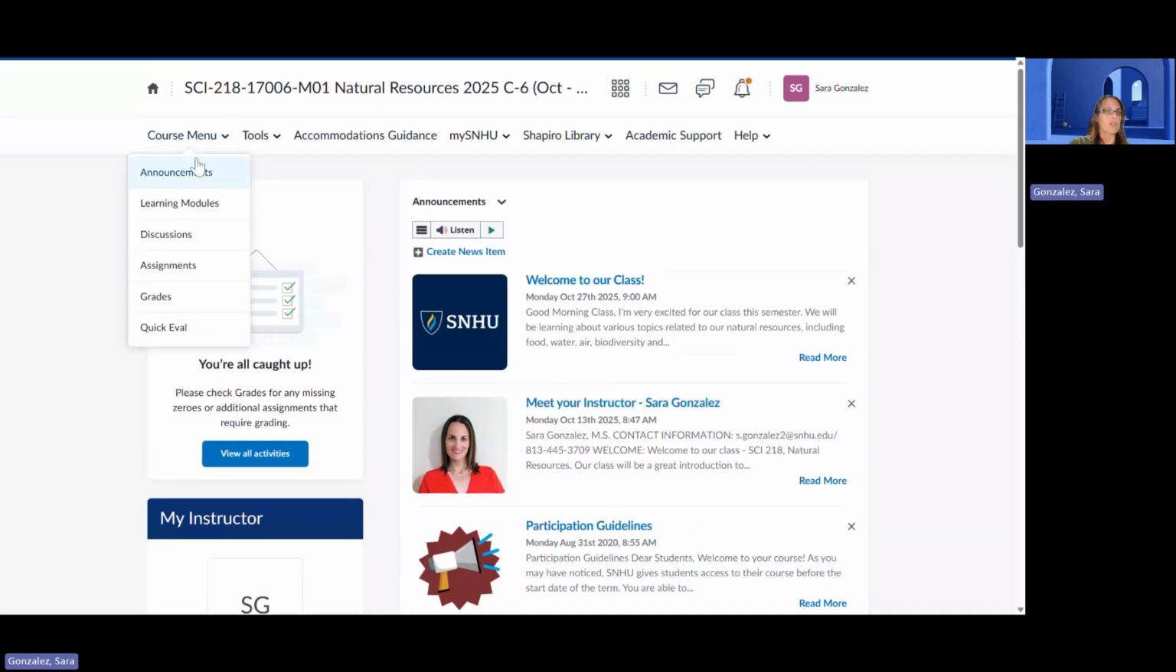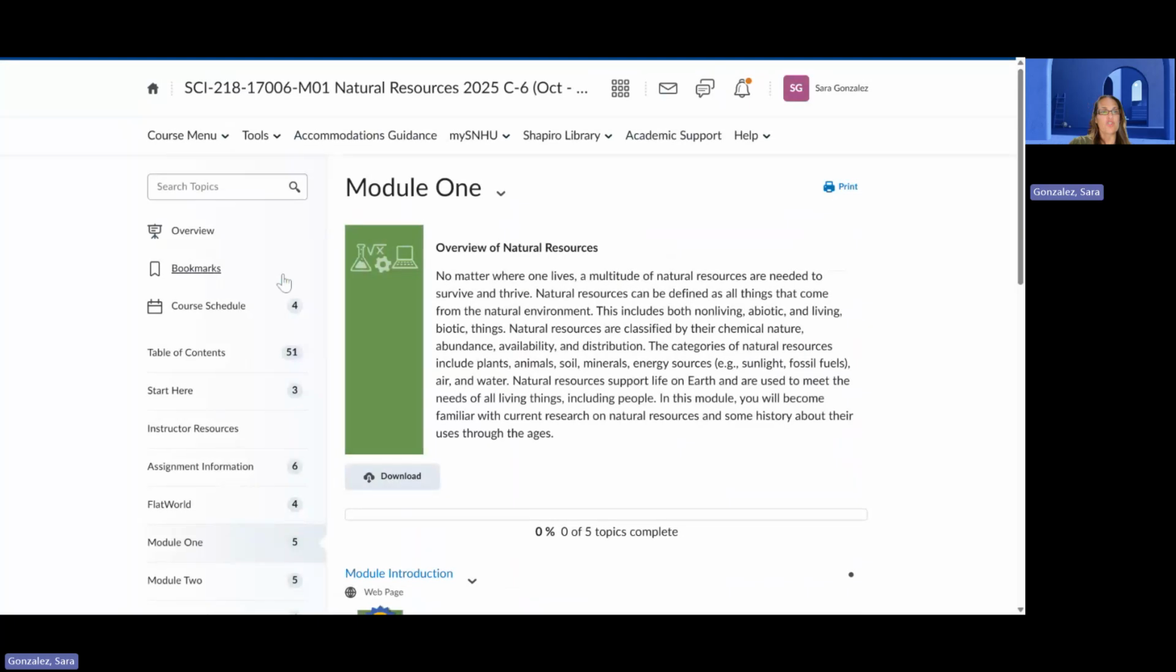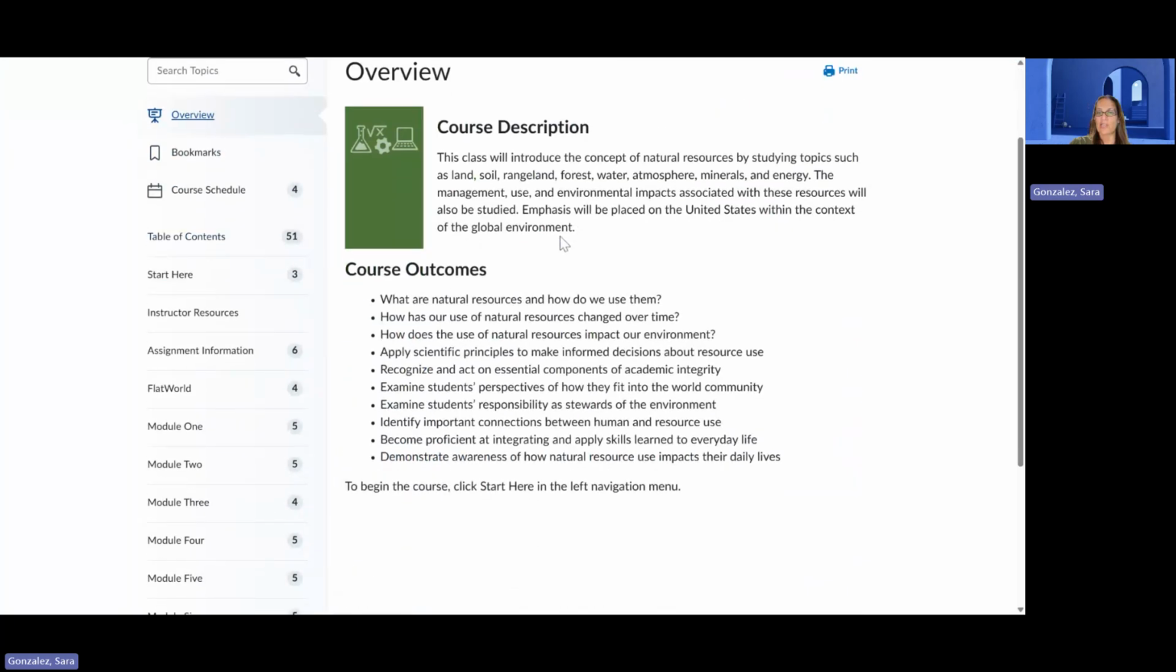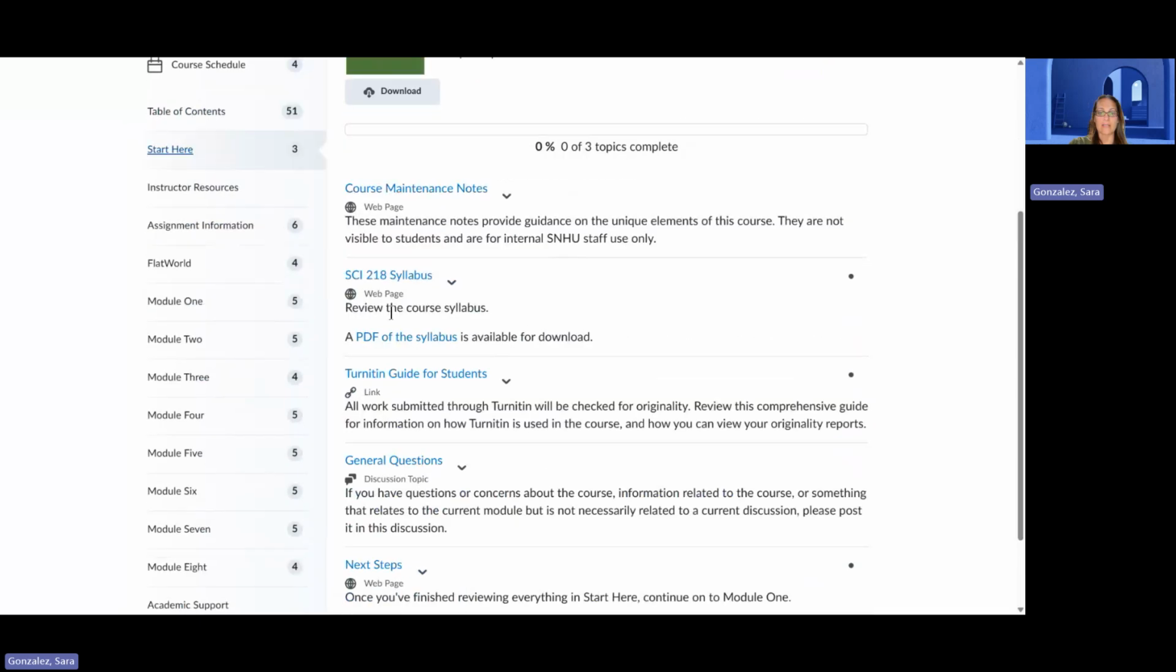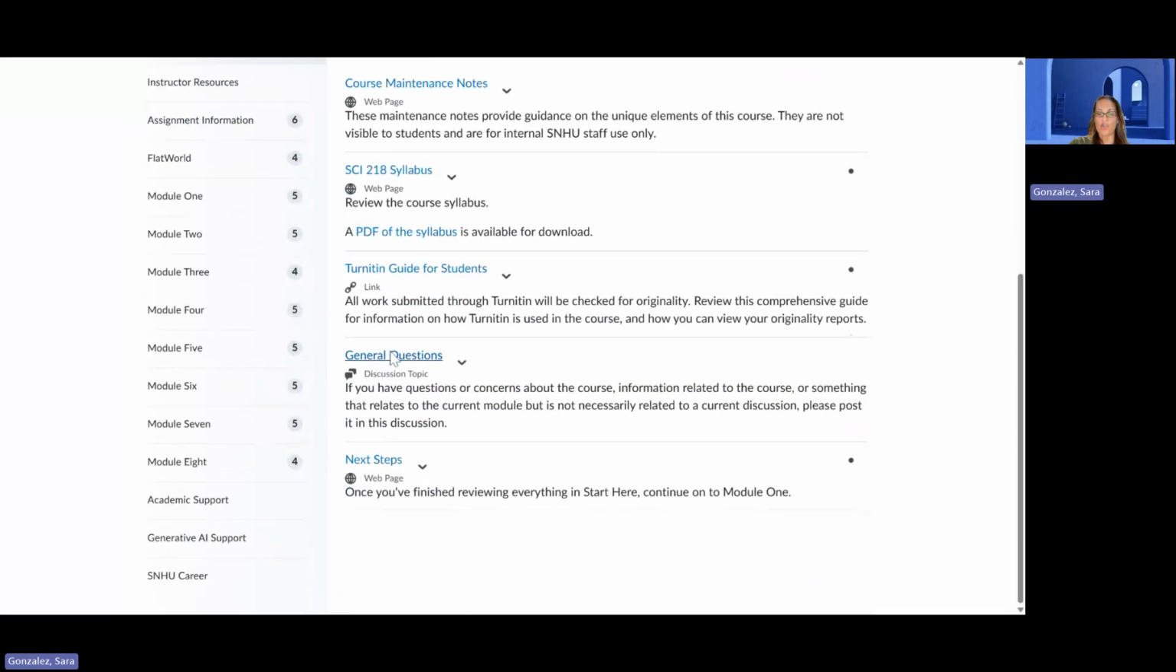Also, if you go to course menu, there's quick links. So again, you can go to the announcements, the learning modules, discussions, everything here. So we're going to go to learning modules. Here's just a quick overview of the course. It looks at what we're going to be talking about in the course, the outcomes that we're going to be learning here. There's also a start here, which is very important. This just has some notes, the syllabus as well. You can do general questions.